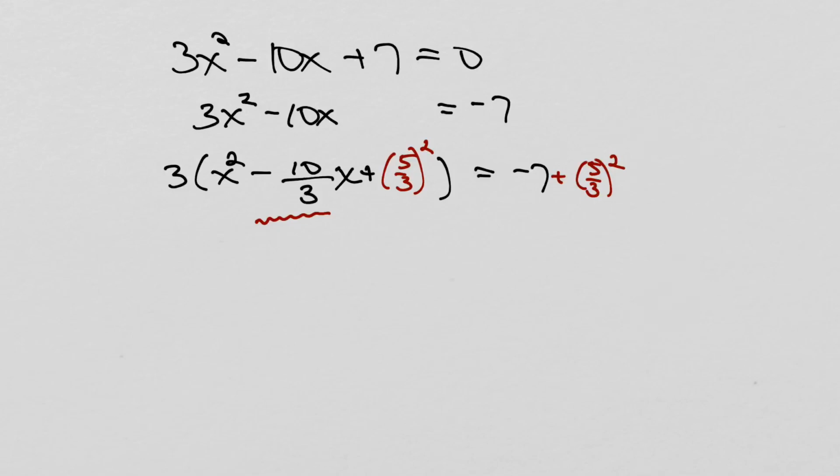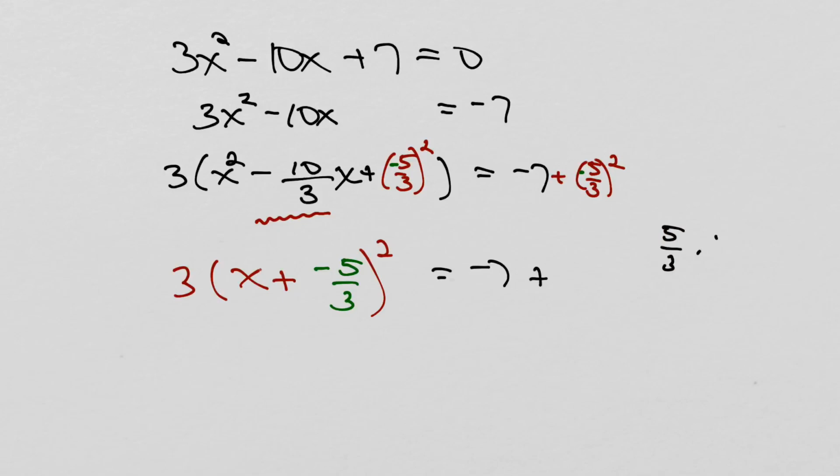All right, so here's what we've got. I've got my 3 on the outside there. This will become x plus, again, whatever half of this number is. And if you notice my little boo-boo, I forgot to put the negative sign inside there. It's not going to matter a whole lot until we get to this point, which means I'll be adding a negative 5/3 squared there. And on the right-hand side, I've got negative 7 plus, let's see, 5 over 3 squared is 5/3 times 5/3, which gives me 25 over 9.